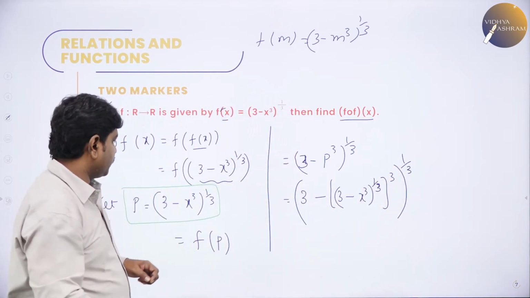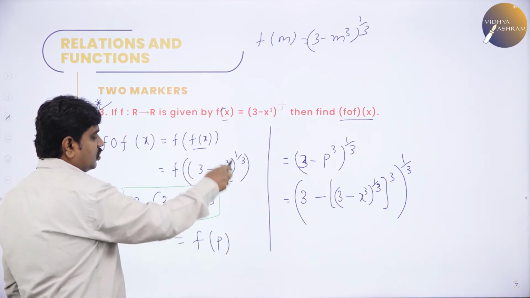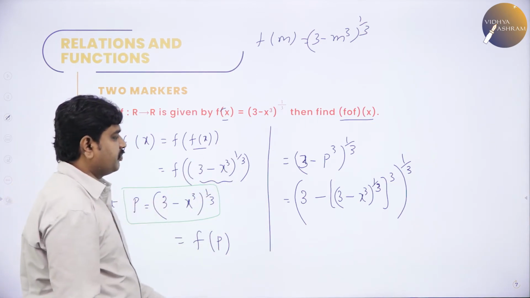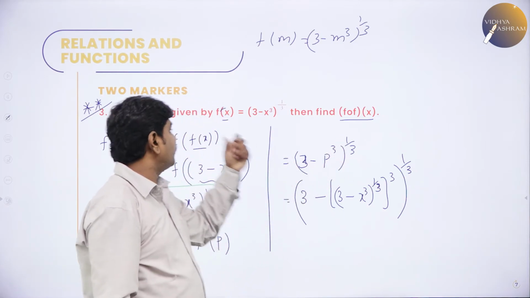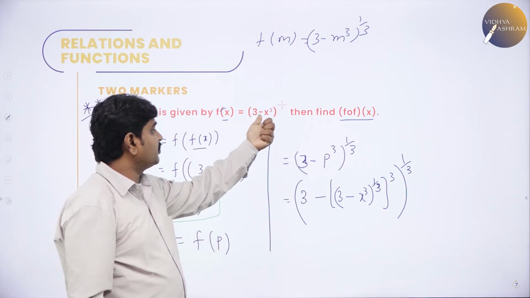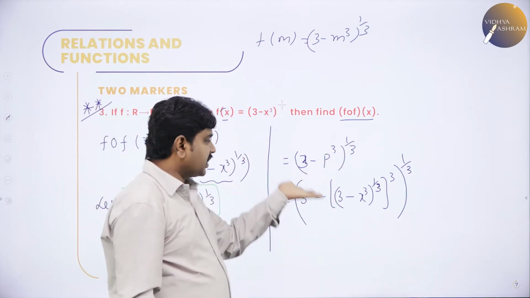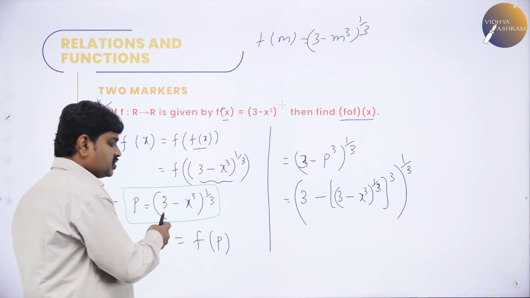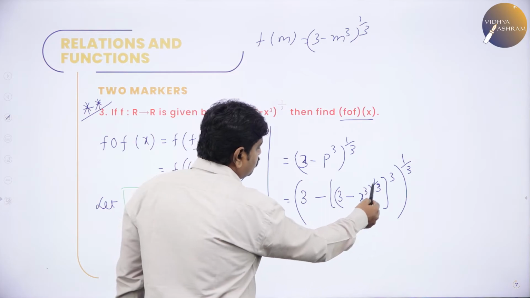Please understand this carefully. Here (3 minus x cube) power 1 by 3, I took it as p. This whole thing becomes p, it will become f of p. What is f of p? (3 minus p power 3) power 1 by 3. To write this, refer the question. f of x is what? (3 minus x cube) power 1 by 3. f of p is what? (3 minus p cube) power 1 by 3. Resubstitute the value of p. What is the value of p? (3 minus x cube) power 1 by 3. In the place of p, I am putting (3 minus x cube) power 1 by 3.